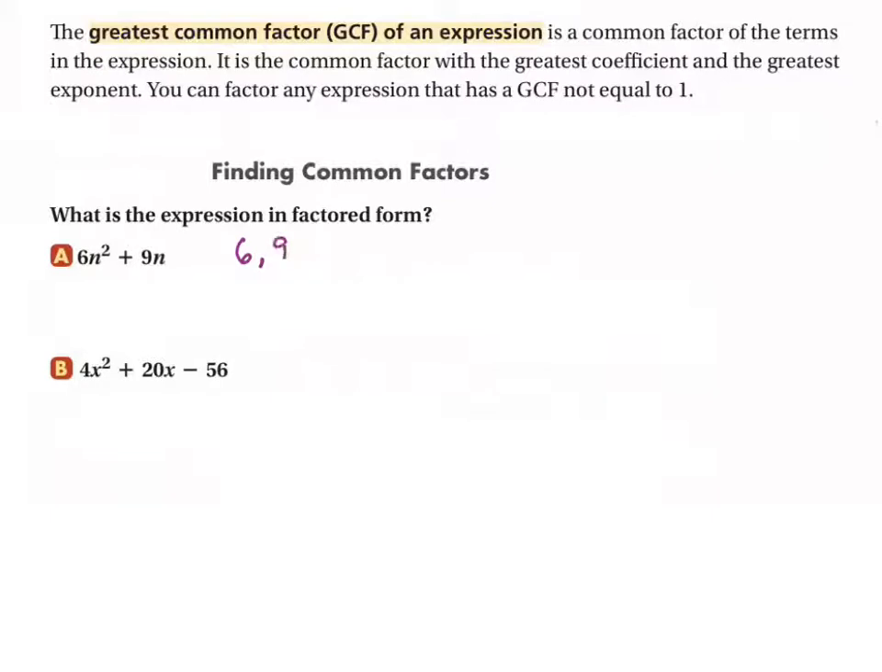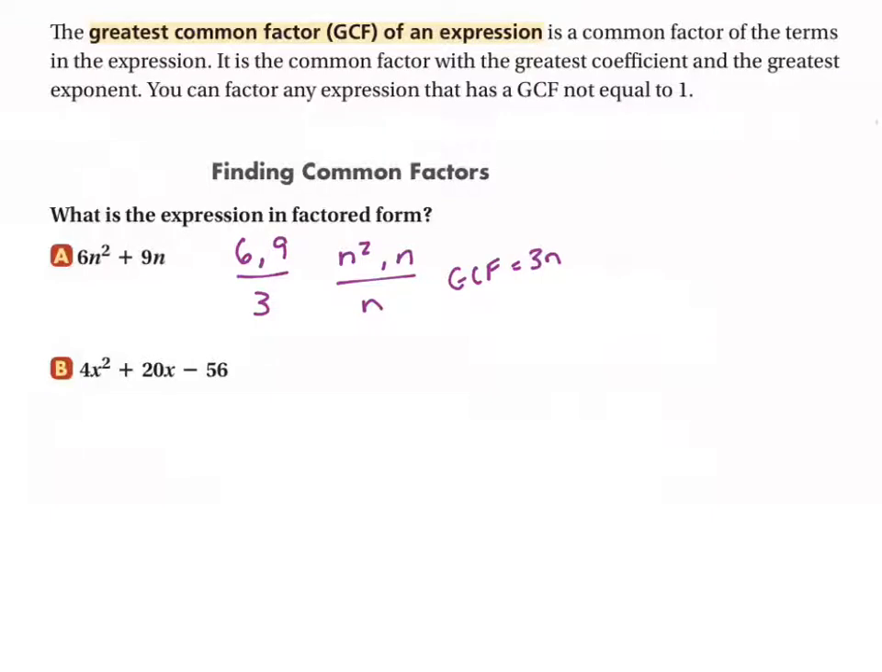So in this case, we're thinking about what is the greatest common factor between 6 and 9? Well, I know it to be 3. And then I have to think about, what do n squared and n have in common? Well, the most they're going to have in common is a single variable n. So that means our GCF in this case is 3n.